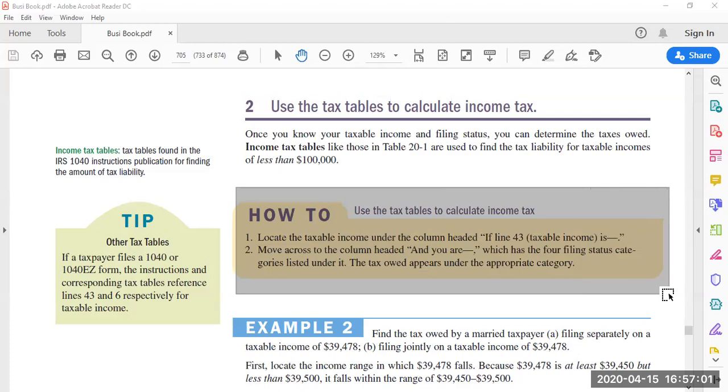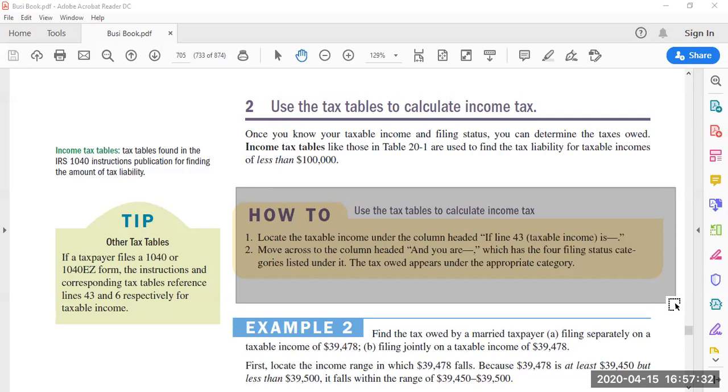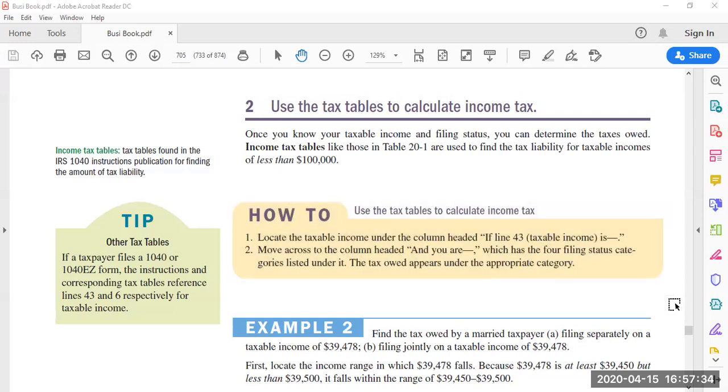So just know that. And then once you locate that, you move across to the column headed "And you are," which has the 4 filing statuses: single, married filing separately, married filing jointly, and head of household. So 4 different columns. And then the tax owed appears under the appropriate category. So on that chart, you will see all of that information, and then you go down and you find that. Let's look at an example so that this can become clearer for us.